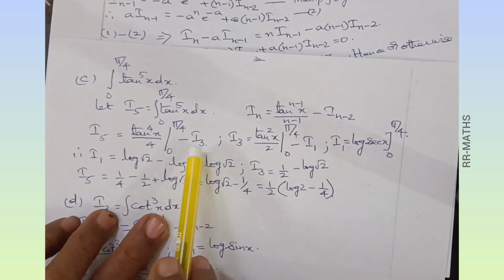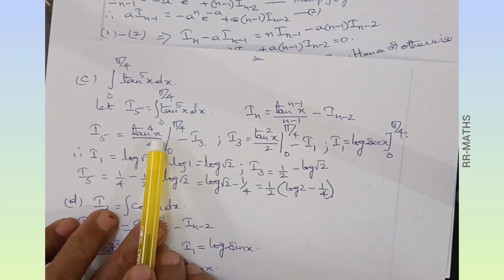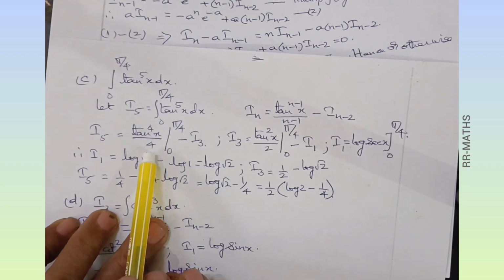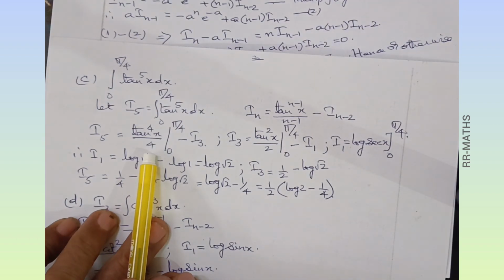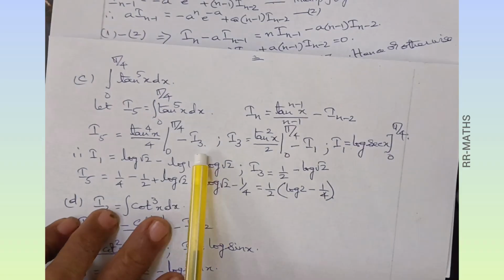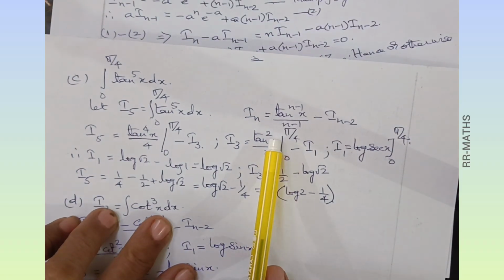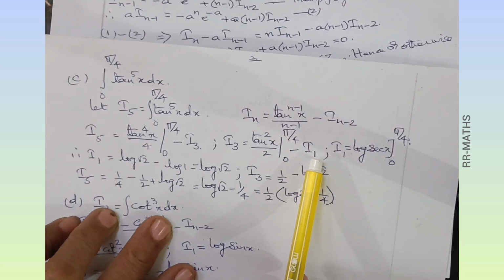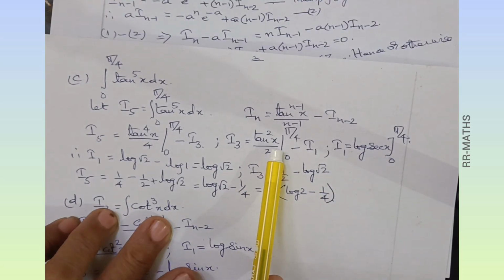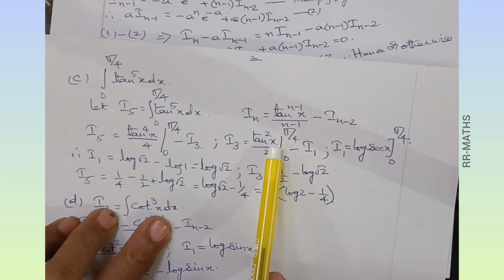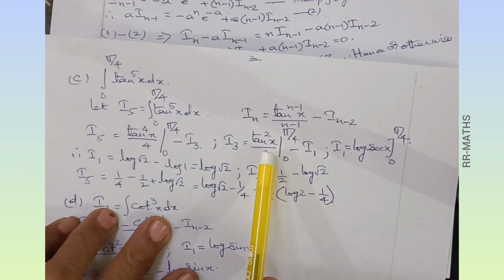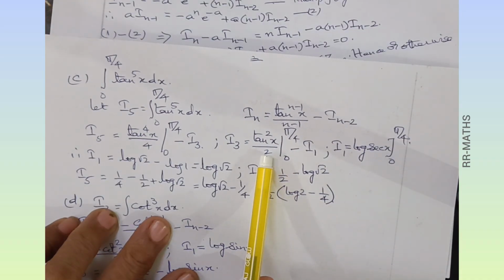So when you substitute your limits here, tan pi by 4, that is tan 45, value is 1. So you will get 1 by 4 here. And when you substitute 0 for the lower limit, tan 0 will be 0. So lower limit will not exist. Now I3, when you substitute, you get tan square x by 2, limits varying from 0 to pi by 4, minus I1. Again tan square x, you substitute upper limit 45. So tan 45 is 1, so you get half, and lower limit will be 0.